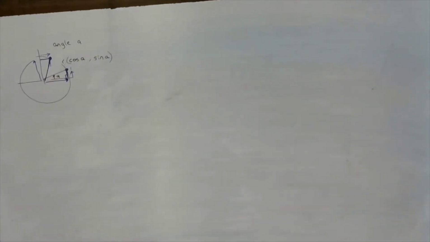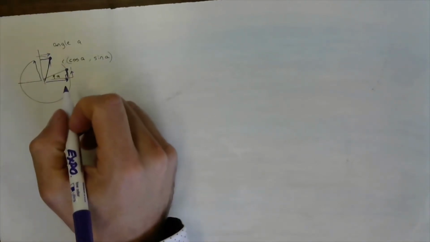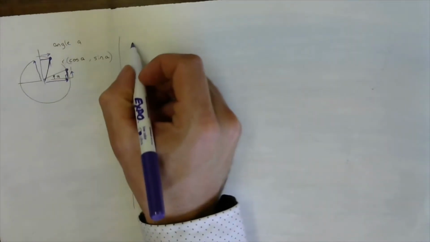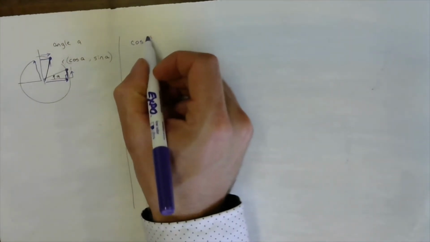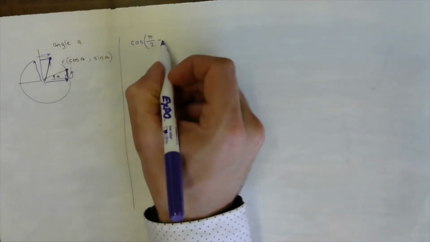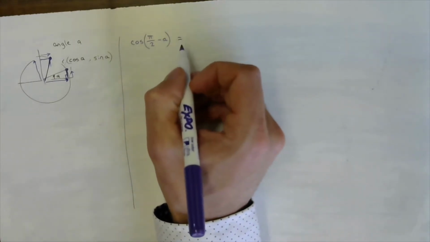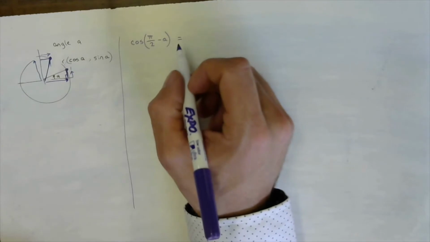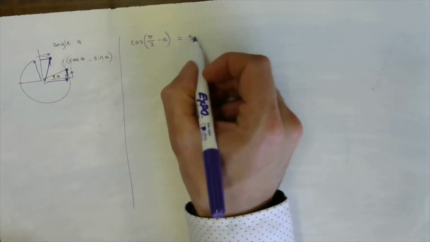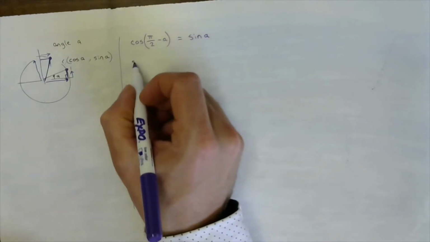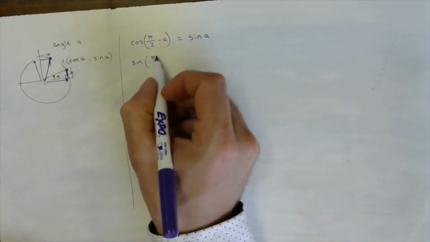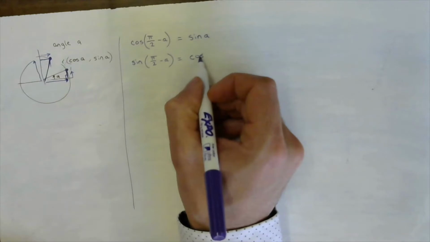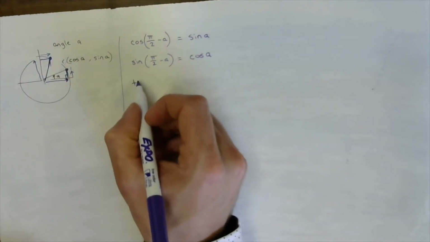So in that first box, we'll work with pi over 2 minus a. So in the first box, you've got the cosine of, and then in brackets, pi over 2 minus a is equal to, and you can go back to your notes that we just took. It's from the first box. That's equal to the sine of a. The sine of pi over 2 minus a is equal to the cosine of a.